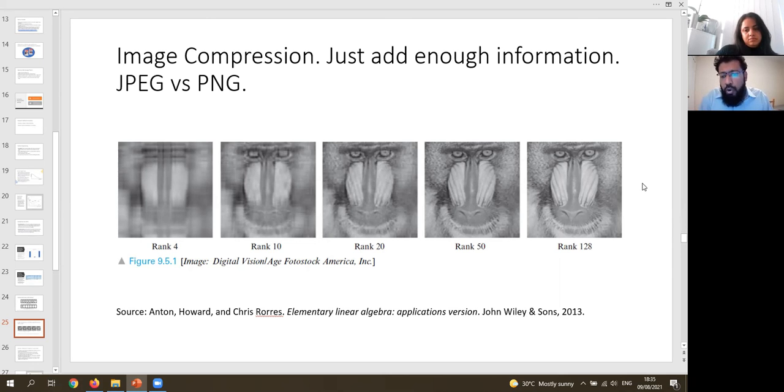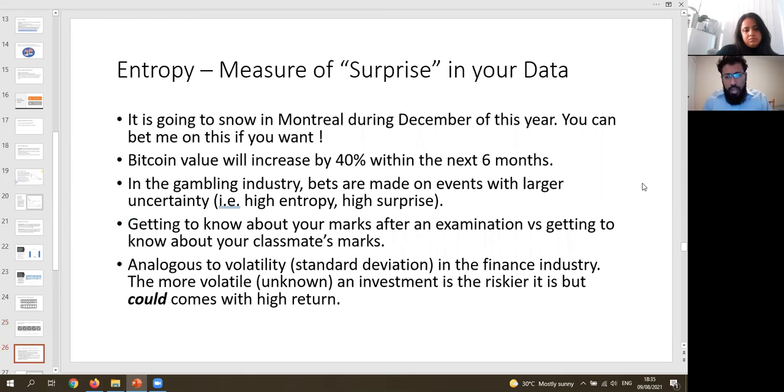And I will just briefly talk about those techniques as well. Okay, so before I talk about those techniques, let's talk about the concept of entropy. I want to give you some information. My first bullet point says: it is going to snow in Montreal during December of this year.